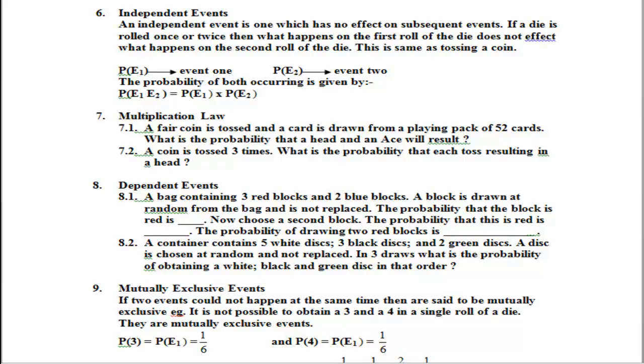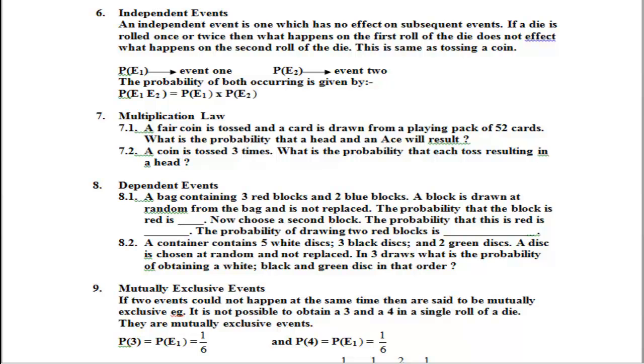Now looking at probability, you will find different situations that arise, and one of them is an independent event. An independent event is an event which has no effect on subsequent events. If a die is rolled once or twice, then what happens on the first roll of the die does not affect what happens on the second roll of the die. This is the same as tossing a coin. You toss it once, and then after that you toss it again.